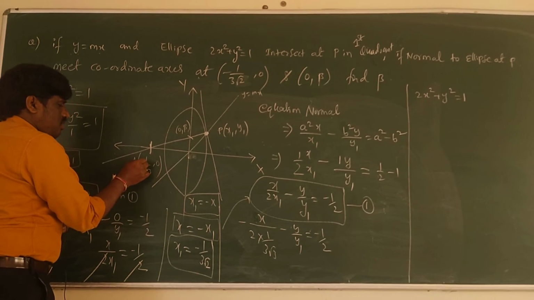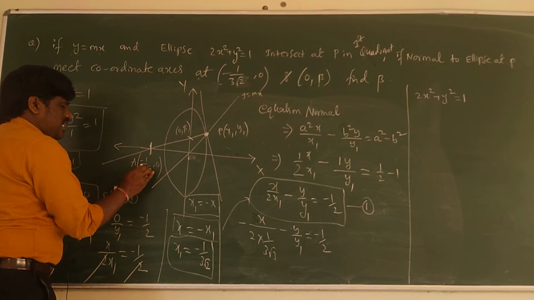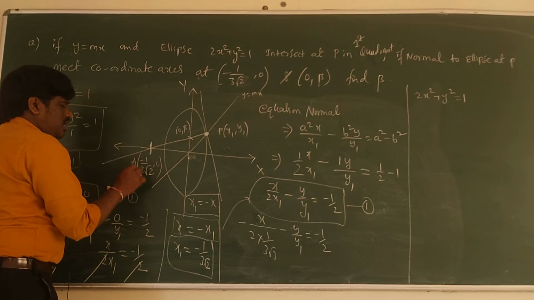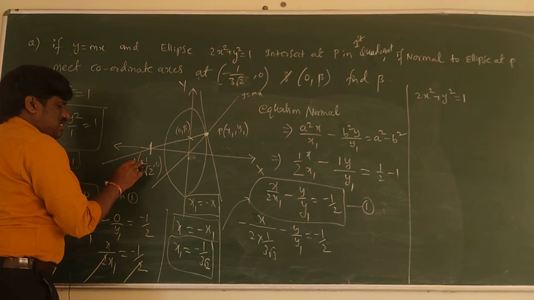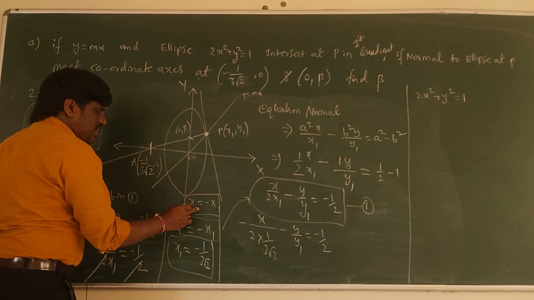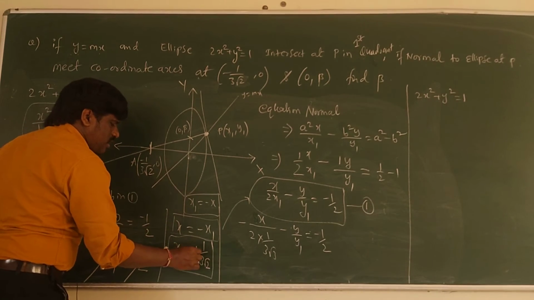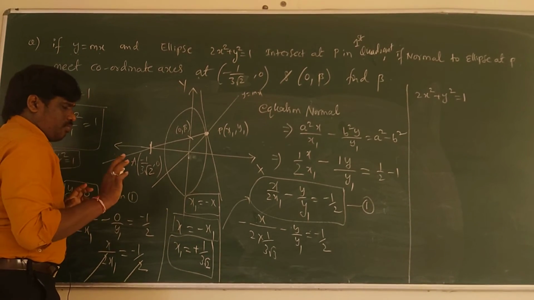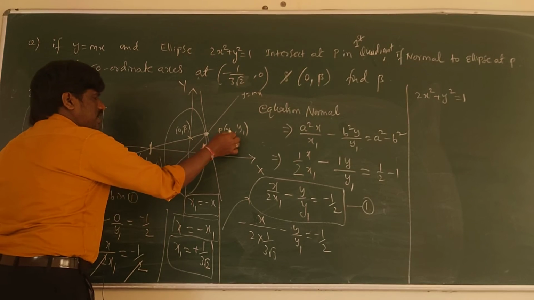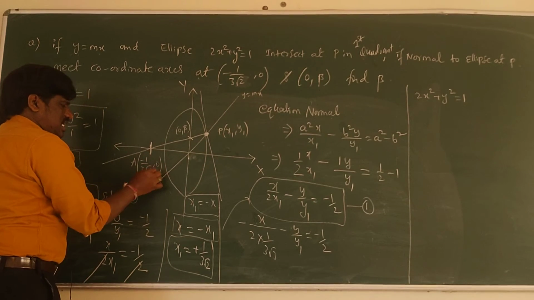What is x here? x is 1 upon 3 root 2. Here x is minus 1 upon 3 root 2. So therefore x1 will be minus of minus, which I get as plus 1 upon 3 root 2. Hope you have understood here. This is x1, this is x and y.